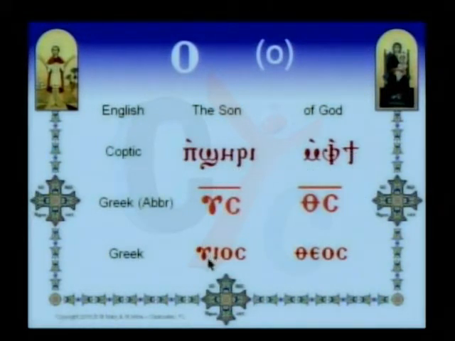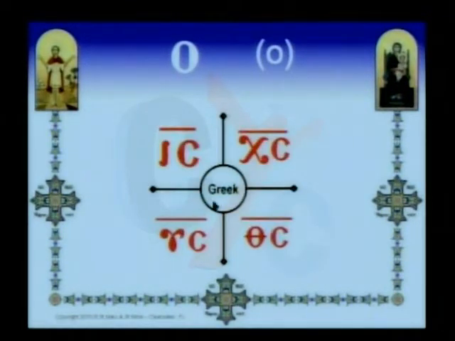In Greek, the words are ios, theos, and they are abbreviated with two letters each. This is ios, and this is theos. This means son, and this is God, Son of God. Ios, theos. But in Coptic, it's epshiri emefnuti.